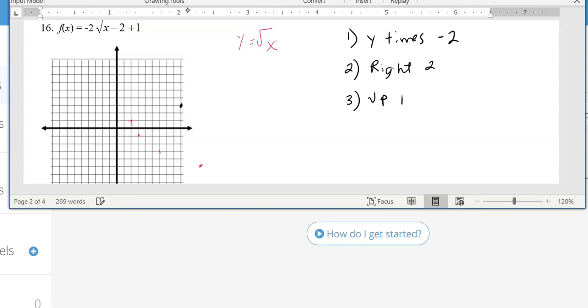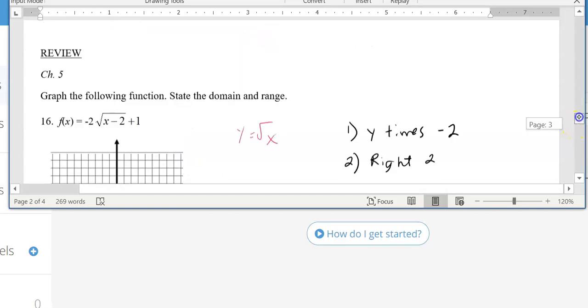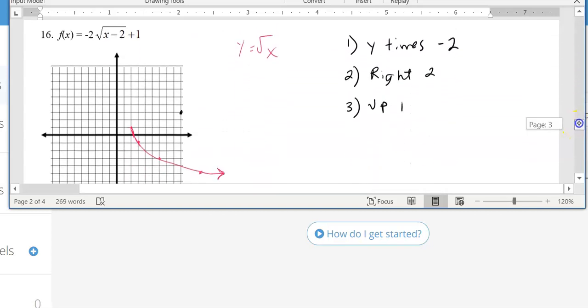And I connect these, and this ends up being my graph. Notice it doesn't go in both directions. These square root parents, when x is positive, they're going to start at a beginning point, and they're going to go just to the right. And we're done. Don't have to do domain or range. Yeah, we do. Domain and range.